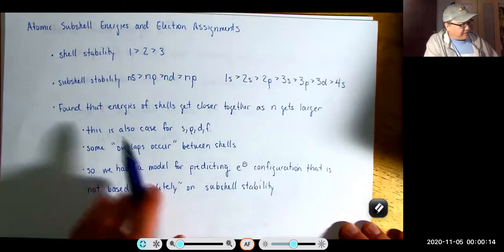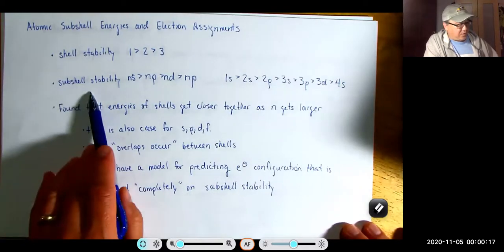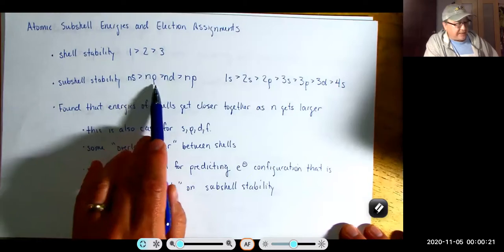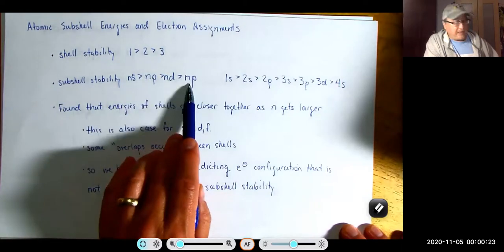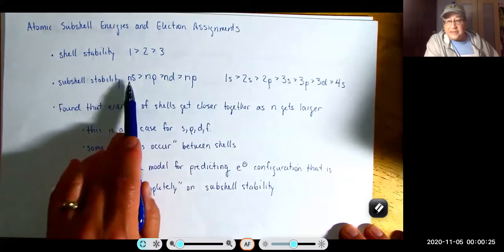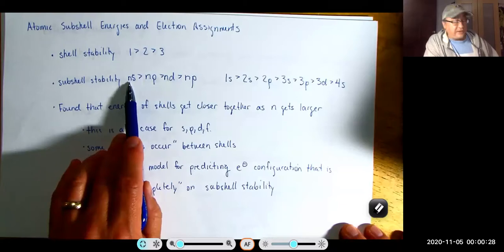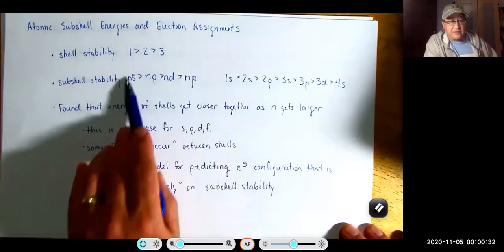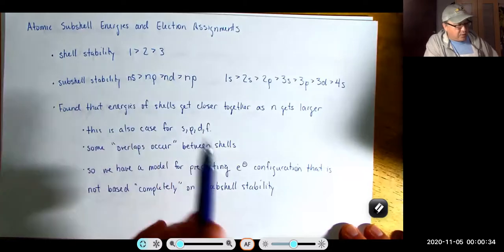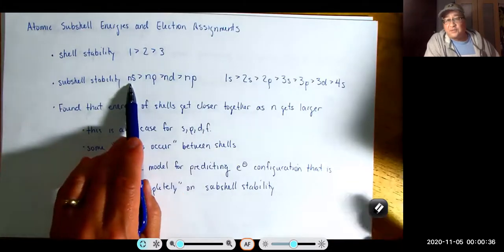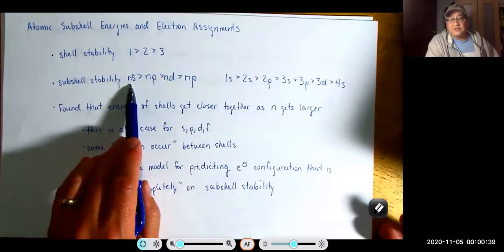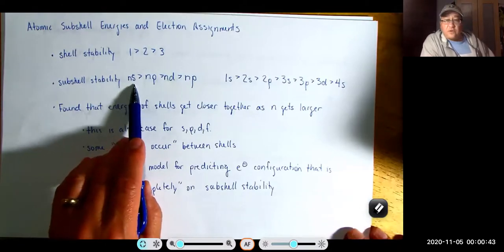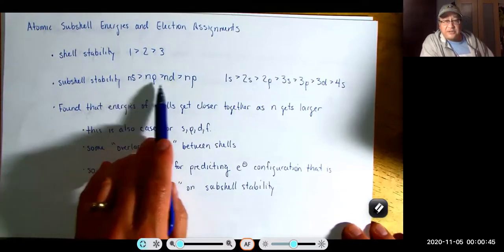Now for subshell stability, you've already been told that an ns is more stable than an np, which is more stable than an nd, which is more stable than an nf. And remember, n refers to the shell. In some cases, this is not complete. For instance, in the first shell, there's only a 1s, so you can't say a 1s is more stable than a 1p because there's no such thing as a 1p. We actually have to go to the fourth shell where we have all four of these subshells.